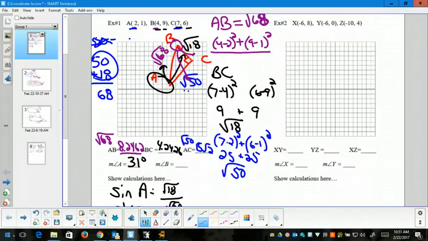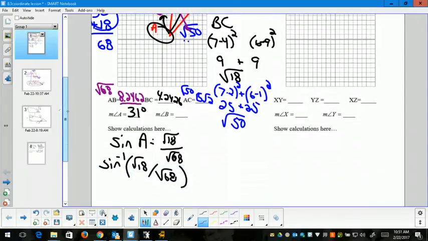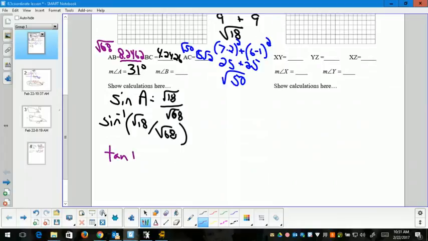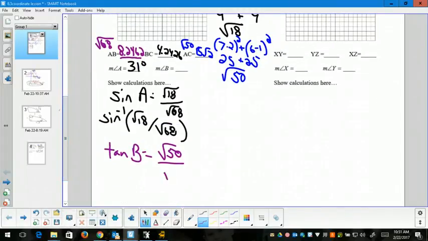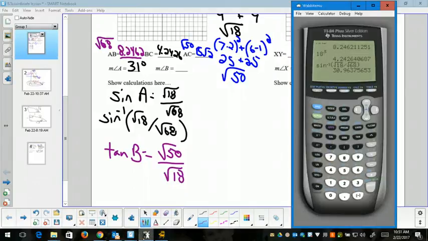I'm going to do opposite and adjacent. So which trig function should I use? Tangent. So tangent of B is square root of 50 over, what was that other one? 18? Square root of 18. So in my calculator, I'm going to do tangent inverse of the square root of 50 divided by the square root of 18. Close the parentheses on the inverse, and it gives me 59 degrees.